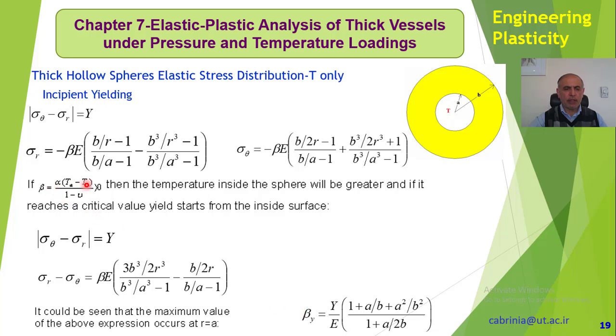because beta represents T. So if beta reaches beta Y, Ta reaches TY, and then beta Y equals Y over E times this relationship. Therefore, in order for incipient yielding to occur, beta Y must reach that value, and it means that Ta minus Tb must reach that value in order for the yielding to occur from A. As the temperature increases, the yielding progresses towards B.